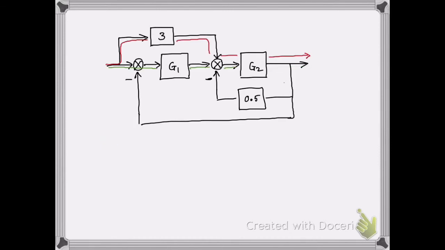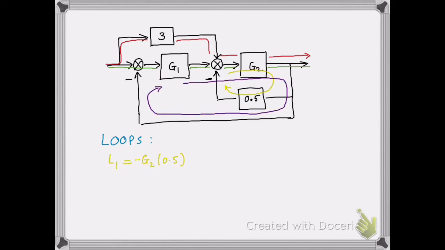The next thing you do is find the loops. There are 2 loops, L1 and L2, as shown. Once again, as you go forward along the signal direction, you multiply the transfer functions. This is G2 times 0.5, and as you enter this summation junction, there is a negative sign. That's why you get minus G2 times 0.5. Same thing with L2.